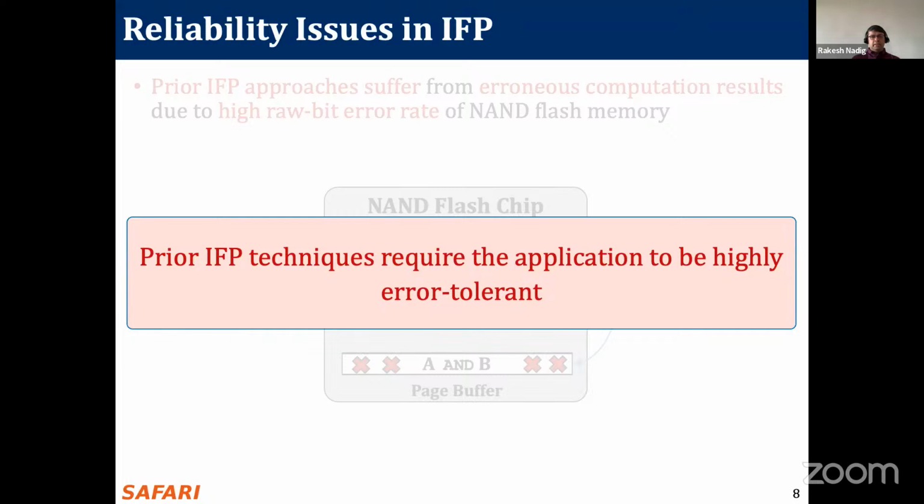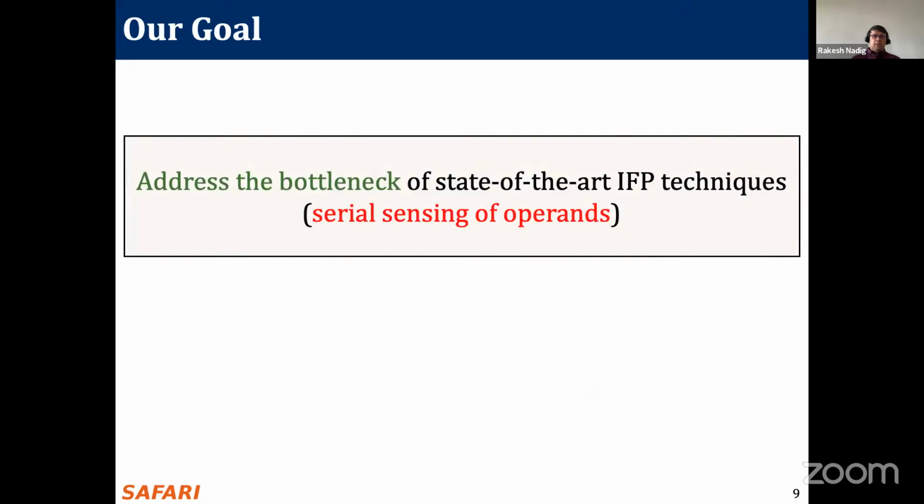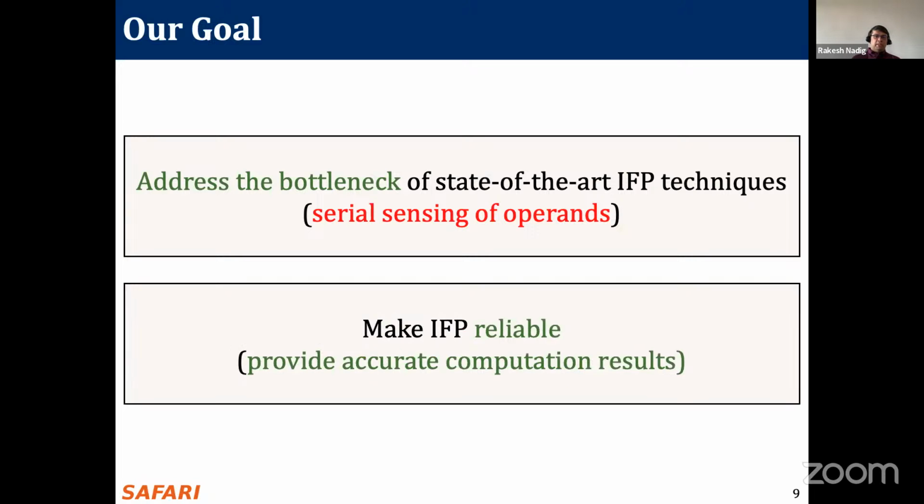So considering these two limitations of data movement and reliability, our goal is to address the bottleneck of state-of-the-art IFP techniques, which is where we perform serial sensing of operands. And we also want to make IFP more reliable by providing accurate computation results.